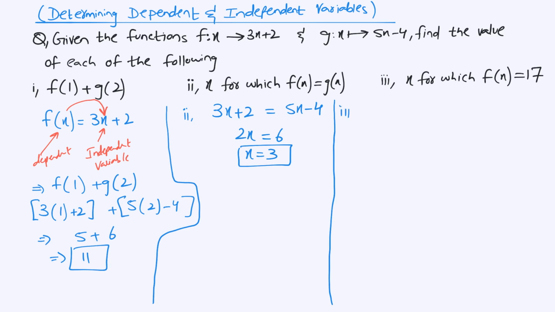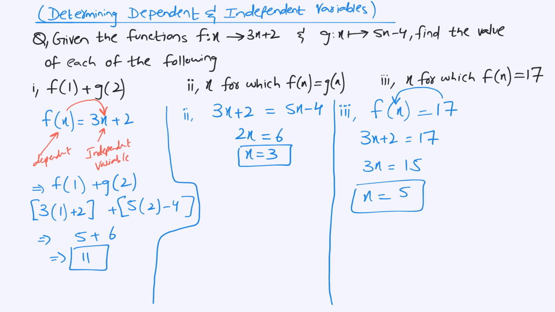Now in part 3, you have to find the value of x for which f of x is 17. F of x is equal to 17, that has been given to you. The image has been provided to you. You need to figure out what value of x corresponds to the image of 17. So the function f of x is 3x plus 2, and you will solve this. The value of x comes out to be 5. So for x equals 5, the image would be 17.